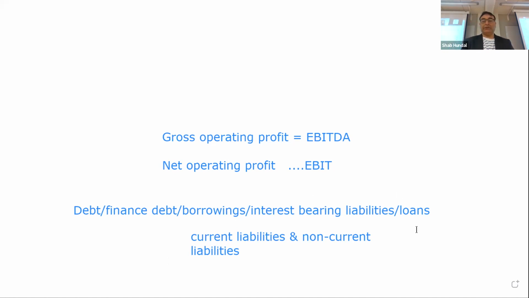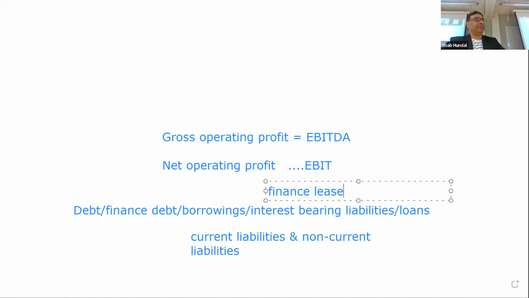Sometimes one word comes to my mind, which is another word you might come across: finance lease. So finance lease can be one more word to add to your vocabulary, which basically means finance debt. You take the money on lease, basically. Like you take a building on lease, you see my point? You take an apartment on lease, you pay back. Same way, you take money on lease, you pay back.